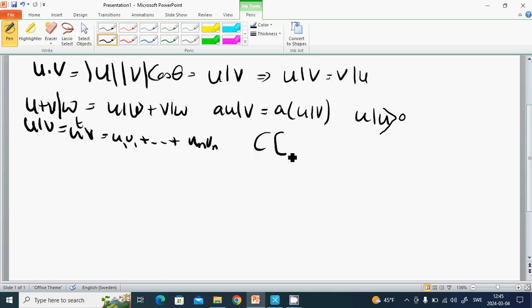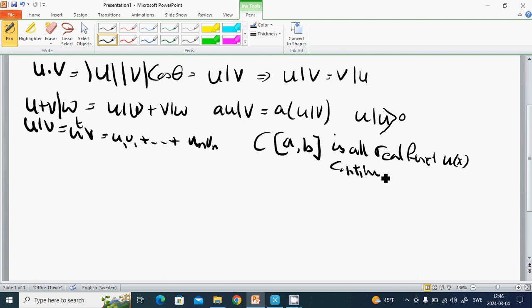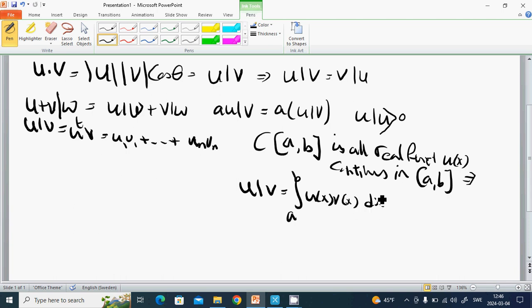If C[a, b] is the set of all real functions, and u(x) is continuous in [a, b], then u·v is the integral from a to b of u(x) v(x) dx.